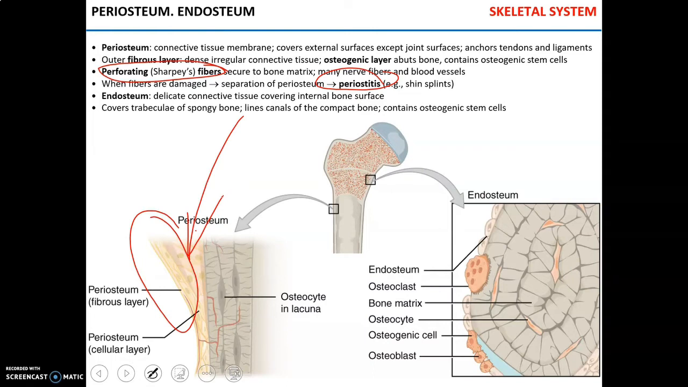Now, all surfaces that are inside of the bone, whether it's long, short, flat, or irregular, are covered with a thin connective tissue called endosteum. For instance, trabeculae of the spongy bone are covered with endosteum. The inner surface of the medullary cavity right here is covered with endosteum.